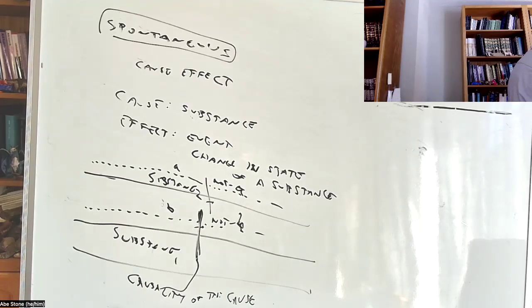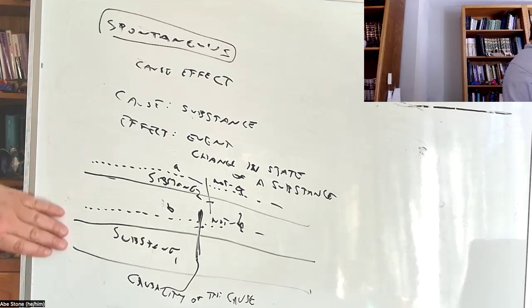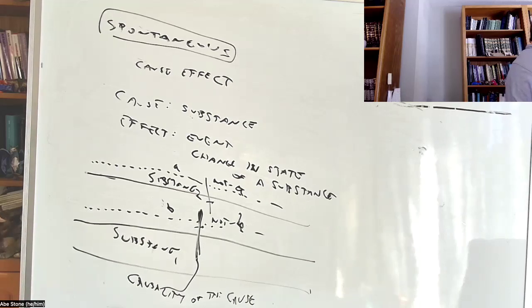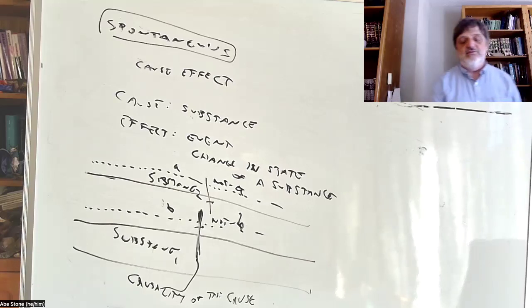Now, this explains why, if there's a cause that is a substance that acts spontaneously, it doesn't have to exist before these substances exist. It just has to change its state according to a rule that isn't determined by anything else.